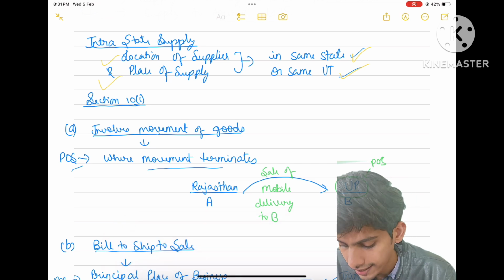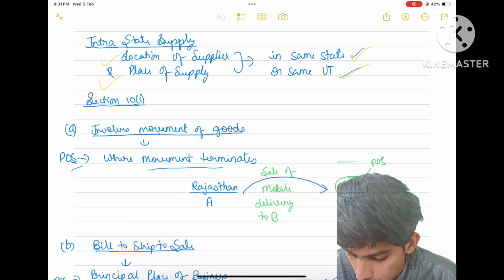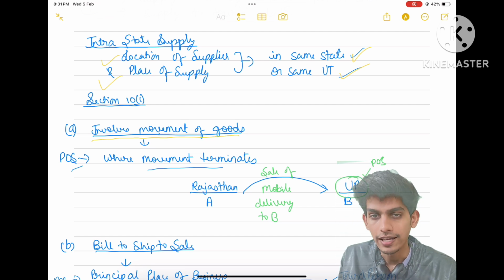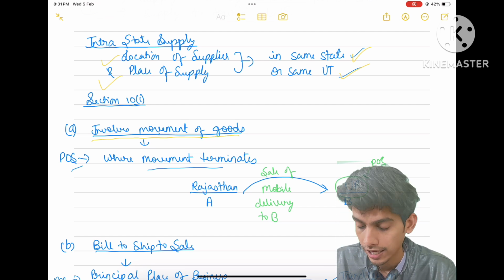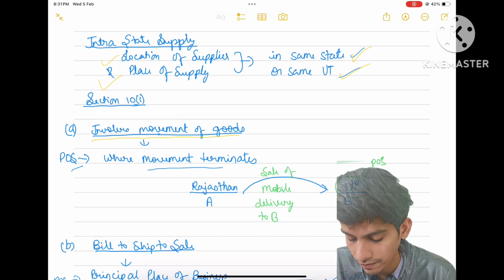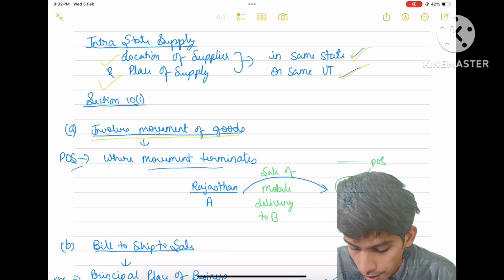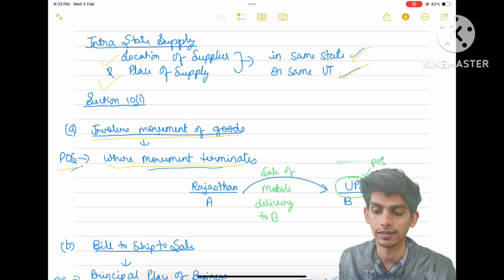So first is Section 10(1)(a). 10(1)(a) applies when supply involves movement of goods, when goods are moving from one place to another. So this clause A of Section 10 subsection 1 will apply. It says place of supply will be the place where movement terminates for delivery to the recipient.